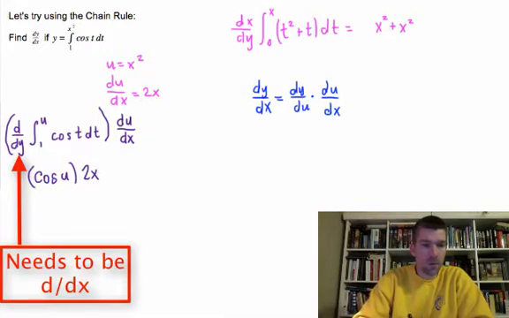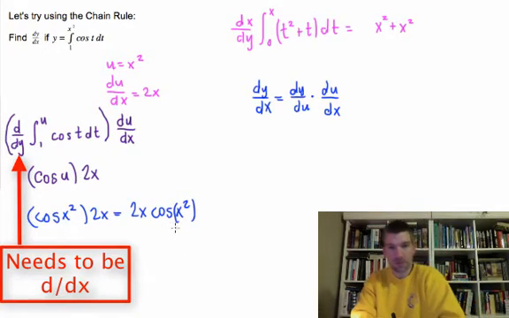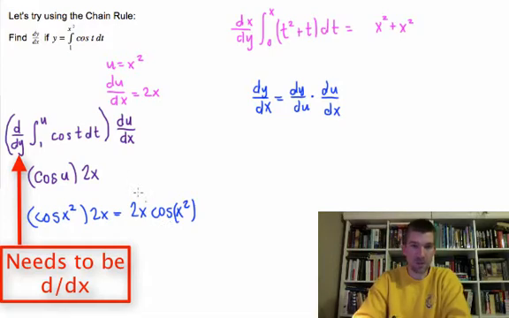And so when we finish this problem up, we just replace our u with what we set it equal to. So this is going to be cosine x squared times 2x, or 2x cosine x squared. And that x squared is inside the cosine. It's part of the whole cosine process. So there you go. Chain rule with fundamental theorem.